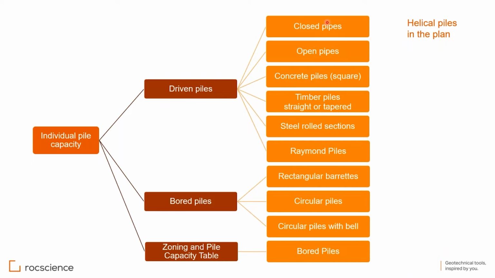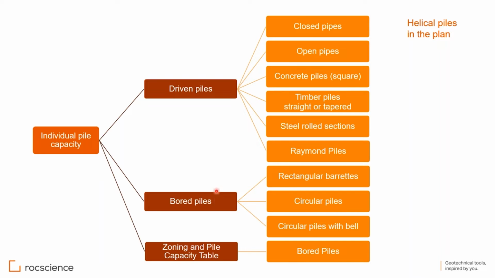The driven piles built into the program are closed pipes, open pipes, concrete piles, square section, timber piles, straight or tapered, steel rolled sections, and Raymond piles, where there is a straight part and a tapered part at the bottom. In the plan, we have also helical piles. Hopefully this year we can accomplish that one.